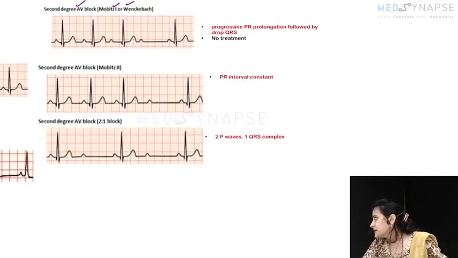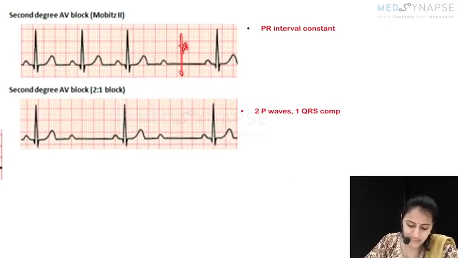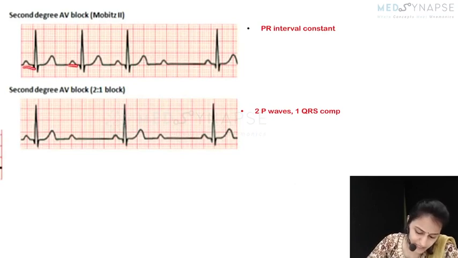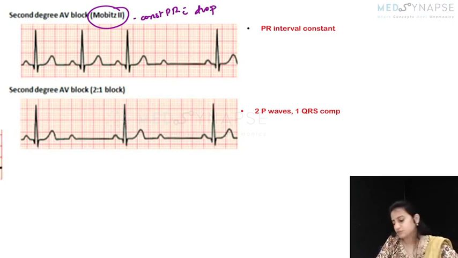Okay? Next one, if you see here, again there's a drop beat here. So it's a second degree. Look at the PR, constant. So what is it? It is Mobitz type 2. Constant PR with a drop beat. This is Mobitz type 2.